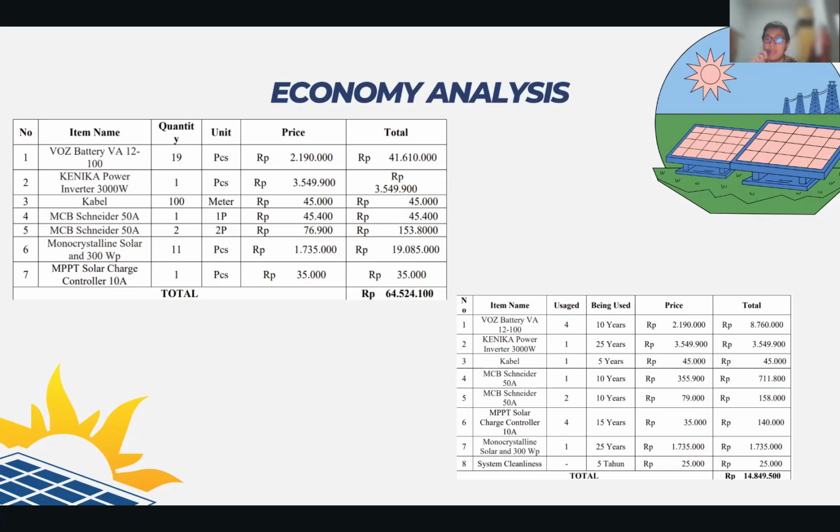And after that, I'm checking the system cleanliness. We have to clean our system so that the solar panel can function properly. I'm just taking it for 5 years, so each 5 years, there is system cleaning. Someone will clean our solar panel, or even we do it ourselves. And I just estimated around 25 rupiah. So the total amount that I have to have for this is 14 million.